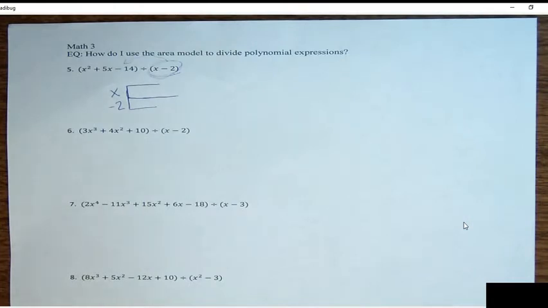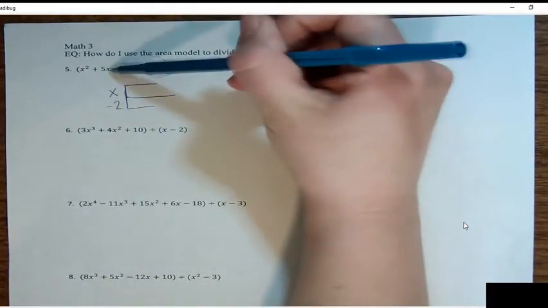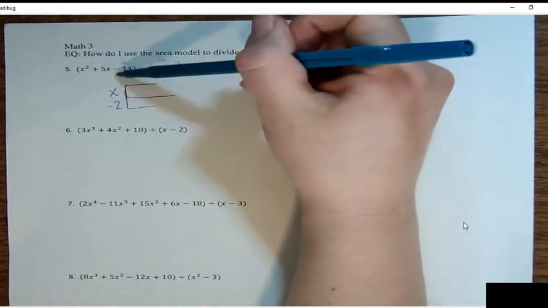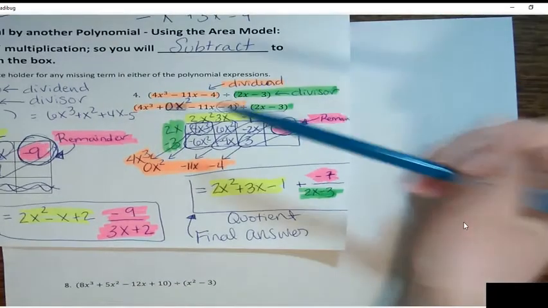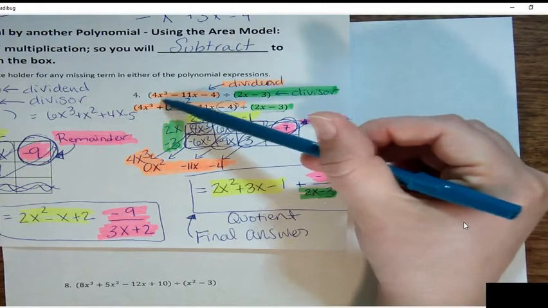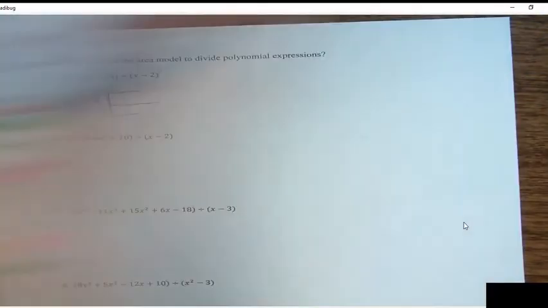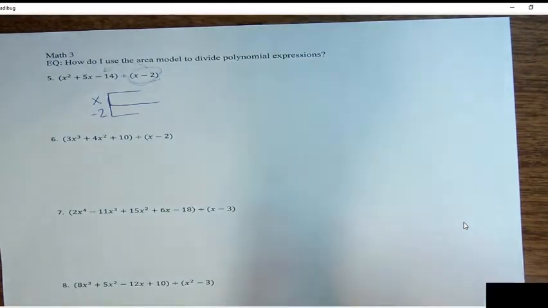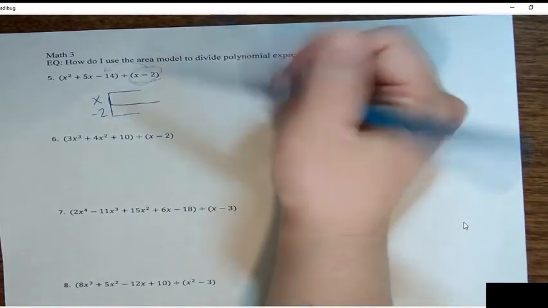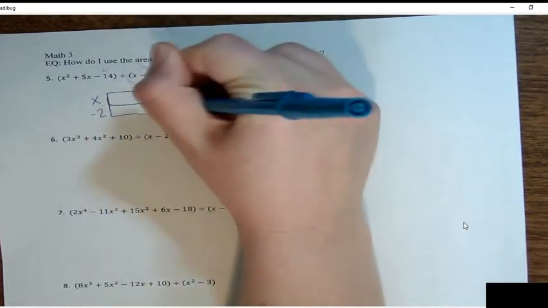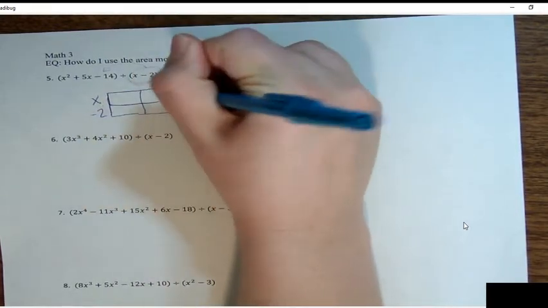Then we want to look at our dividend and see how many terms there are. So we have an x squared, an x, and a constant, which means that we don't need to fill in any extra ones like we had to do on number 4 on the front. It was a cubic, but we were missing the squared term, so we had to fill one in. We do not have to do that for this one. And because there are 3 terms right here, we will need our box to have 3 columns in it.